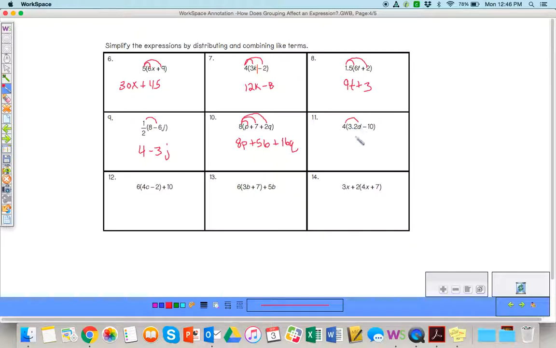4 times 3.2d is 12.8d. 4 times -10 is -40. So we have 12.8d minus 40.